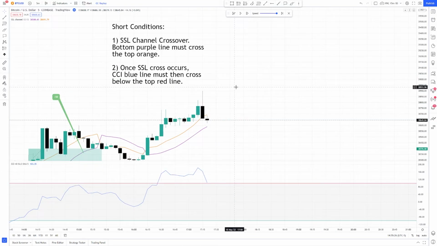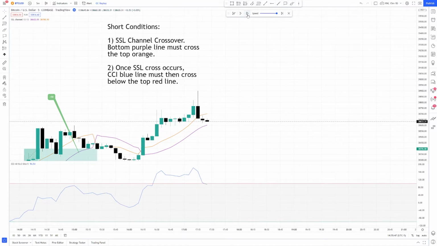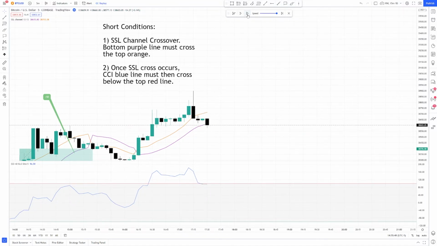Like so. Next, on to the short conditions, we'll be looking for the SSL channel crossover. This is, of course, just the opposite of the long entry condition. The bottom purple line must cross above the top orange. And once that occurs, or at least within a very short span of time prior, we'll be looking for that CCI blue line here to cross below the top red line.